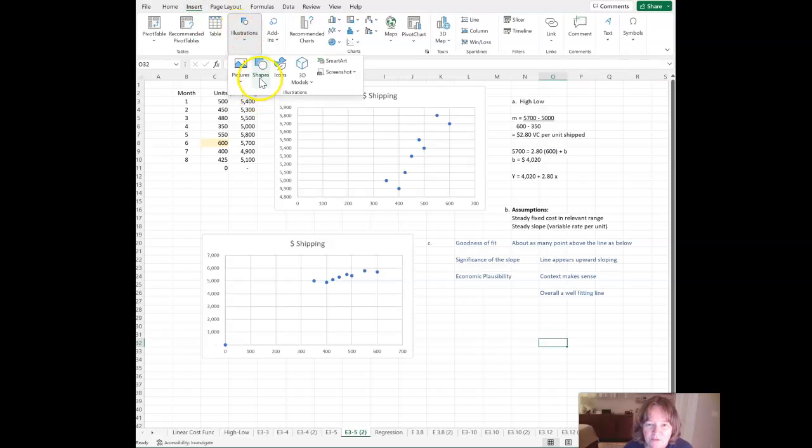I wish this was faster. I guess I'm not fast, that's the problem. We do a quick line here, so this would be the low point, and that's the high for production. Okay, that's what we're looking at.